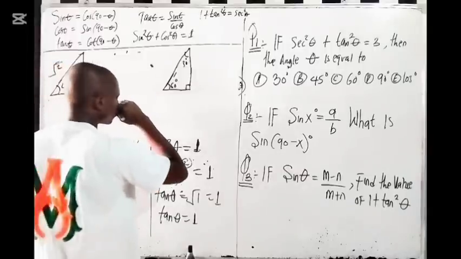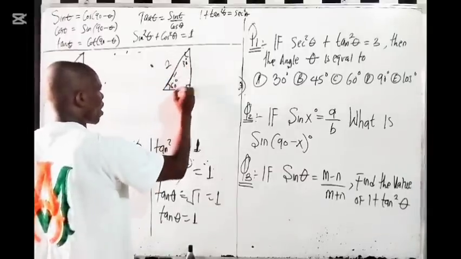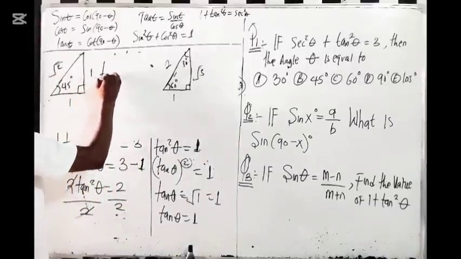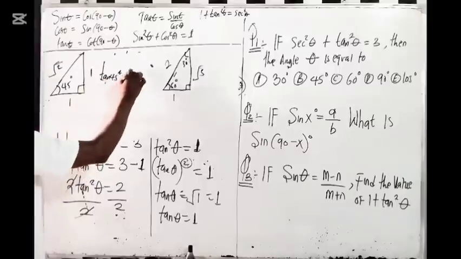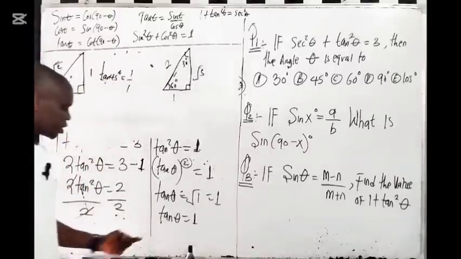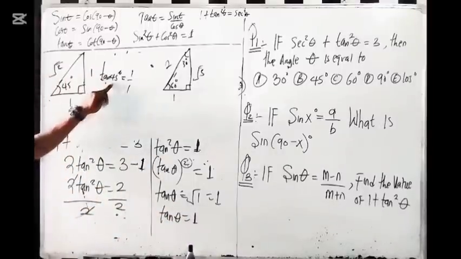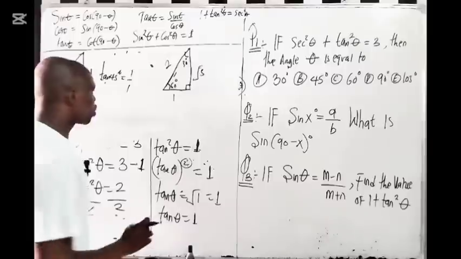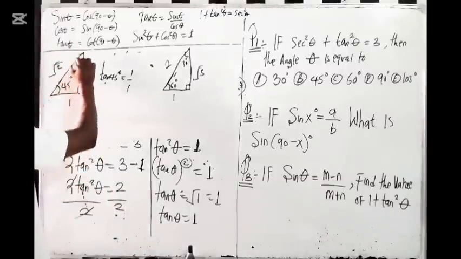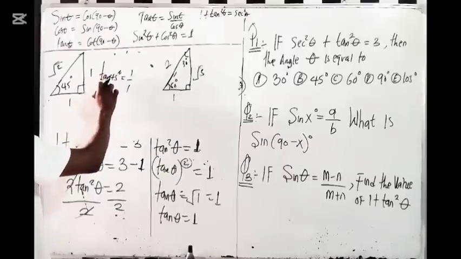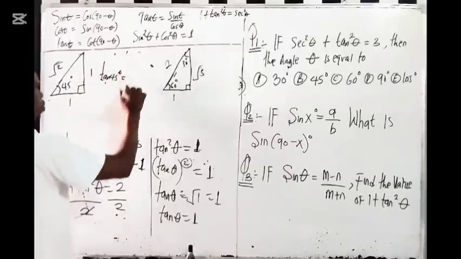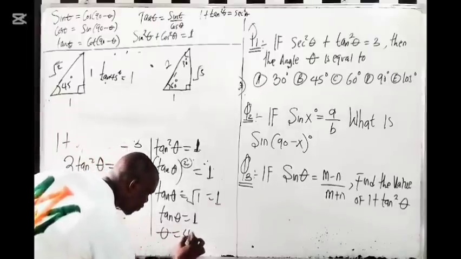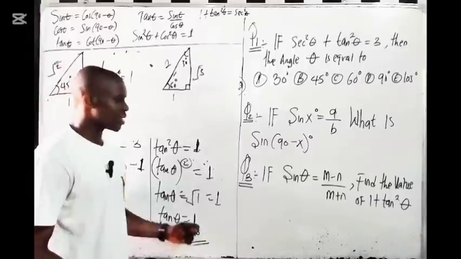You have 2, 1, square root of 3. So if you check very well, tan 45 degrees equals 1 over 1, which is 1. So tan 45 is 1. The angle is 45. Hope you understand. Because in this special angle, angle 45, we have tan 45 degrees equals 1, so the angle theta equals 45 degrees. That is the answer to this.